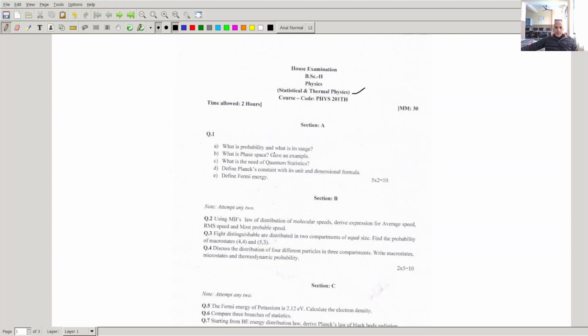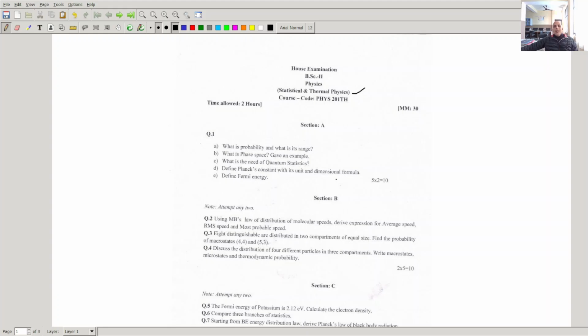Section A contains questions of very short answer type, whereas section B and section C contain big questions with choice. In section B, you have to attempt any two questions, whereas in section C also you have to attempt any two questions out of three. So this paper was of 30 marks and the time allowed was 2 hours, right? Today we will start solving this question paper section wise.